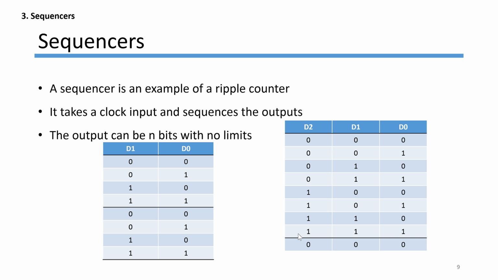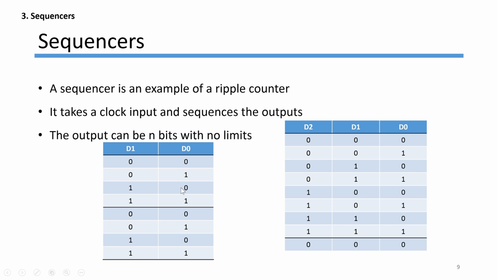Now, let's look at asynchronous counters or sequences. A sequencer is an example of a ripple counter. It takes a clock input and sequences the outputs. The output can be up to n bits; there is no limit to how many bits you can split it into. However, do remember that with asynchronous counters, the more flip-flops or the higher the layers that you have, the bigger the delay gets. So your flip-flop on the last layer will never be in phase with the clock unless the difference is a full cycle.